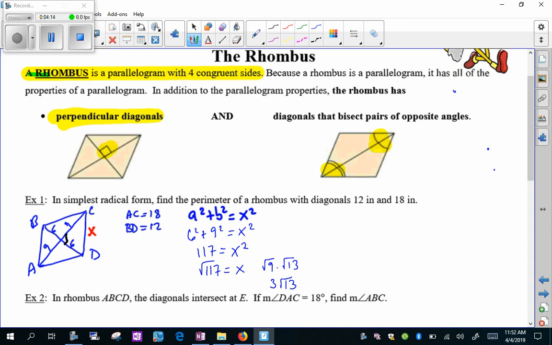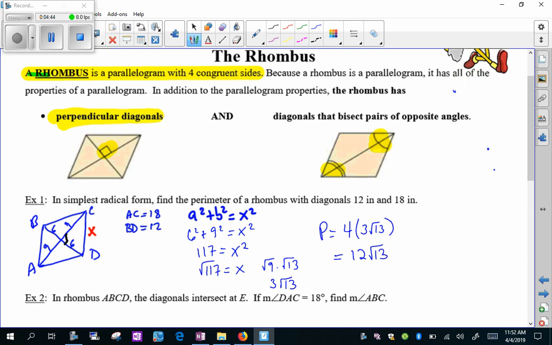So I know that all the sides of the rhombus are congruent. So I can multiply 3 times the square root of 13 times 4. So I'm going to do that. So the perimeter equals 4 times 3 times the square root of 13. All right, so I'm going to multiply that, and I get it equals 12 times the square root of 13.